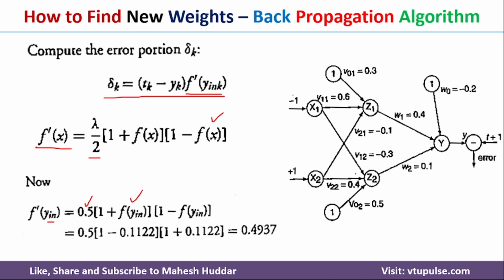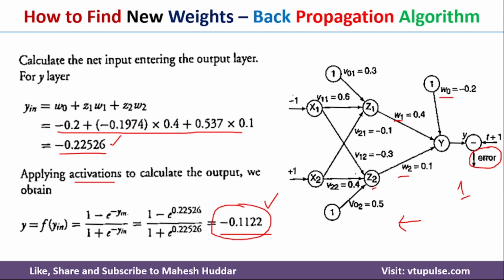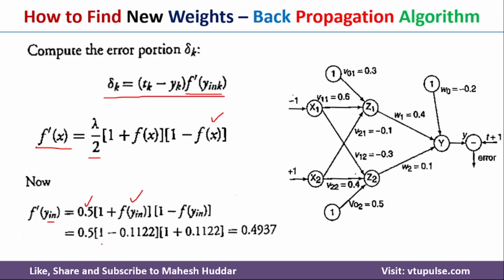Again, what is this one, f of y in? F of y in we have already calculated in the previous slide. F of y in is nothing but minus 0.1122 over here. So put that particular value here, you will get this particular final answer. The final answer is 0.4937. That is nothing but f dash of y in here. So that we need to put in this particular equation.